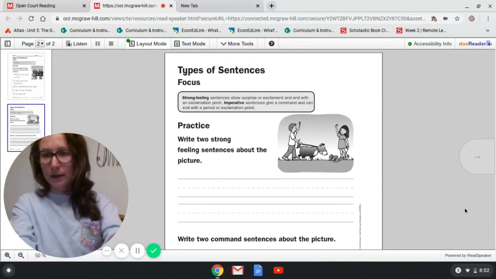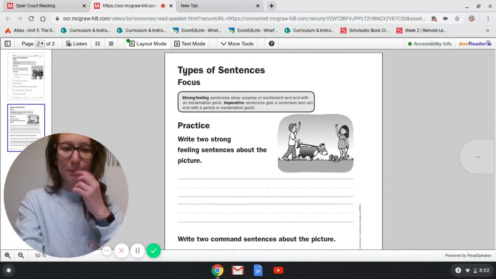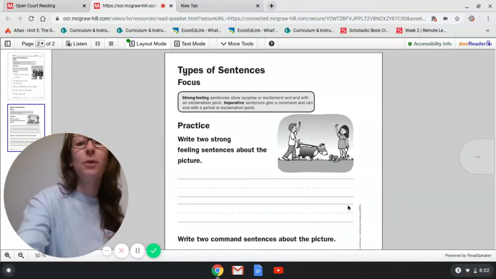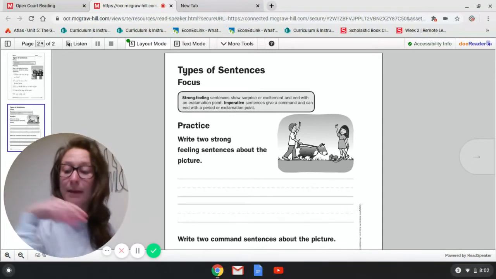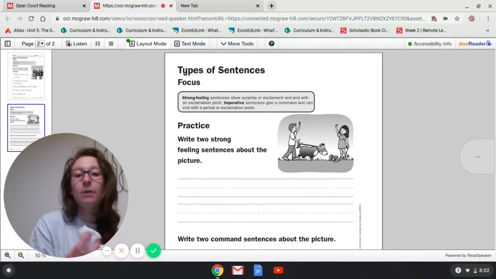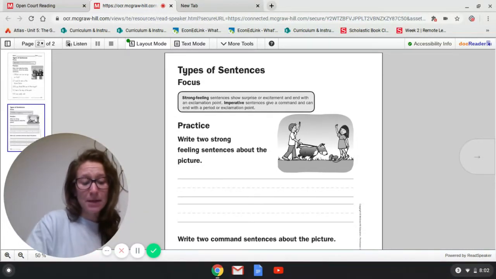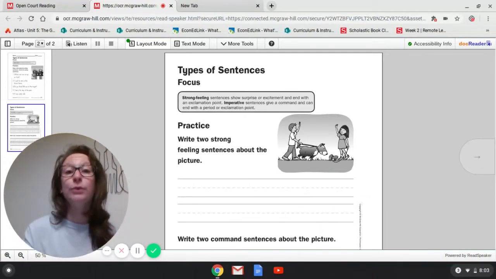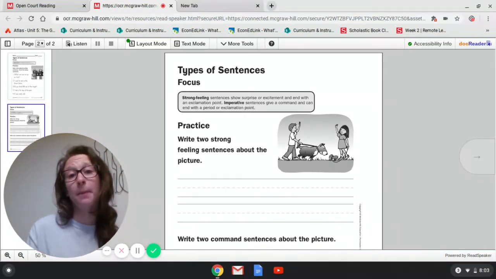Oh, it's doing it again. All right. It doesn't seem to be scrolling down again. I don't know why it's doing that. But it says write 2 command sentences about the picture. Now remember, commands are imperative sentences. It means it wants you to do something. Someone wants you to do something.